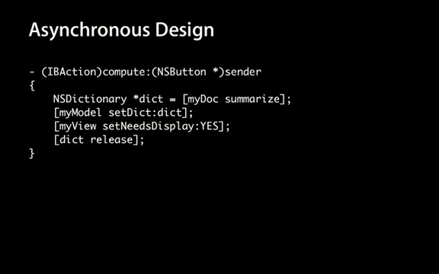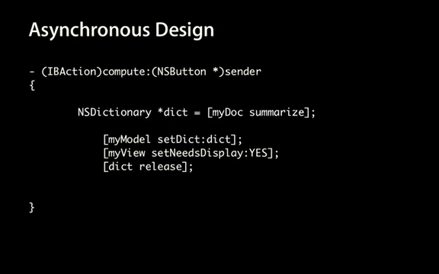So imagine this is your basic Cocoa callback for when that button's pressed. We're going to take your document, call the summarize method, and that summarize method would probably use dispatch apply to do the work that we just talked about. And it's going to take the resulting dictionary, hand it off to the model, and then update the view and release the dictionary. What can we do?